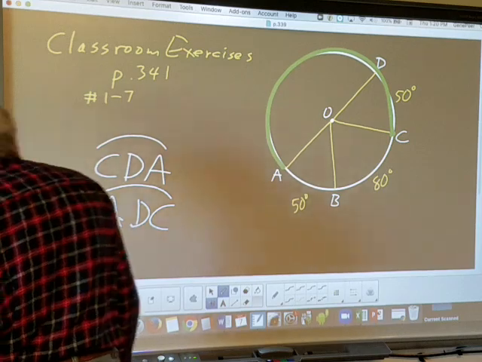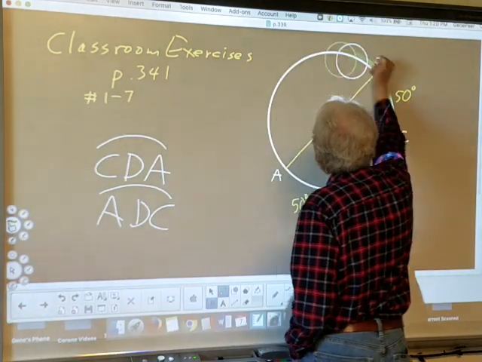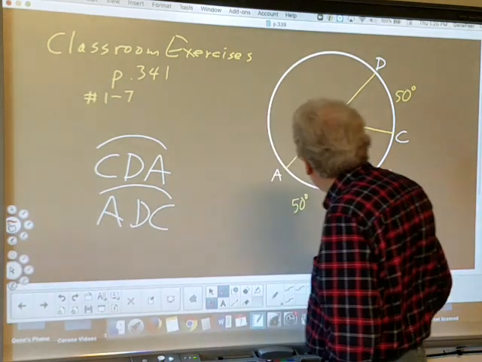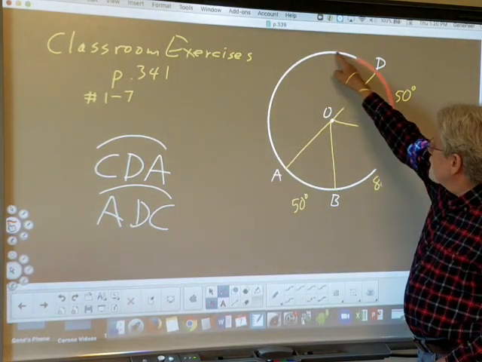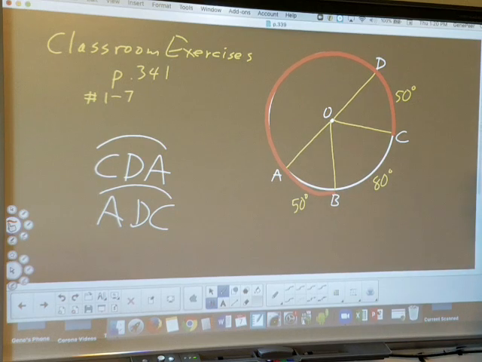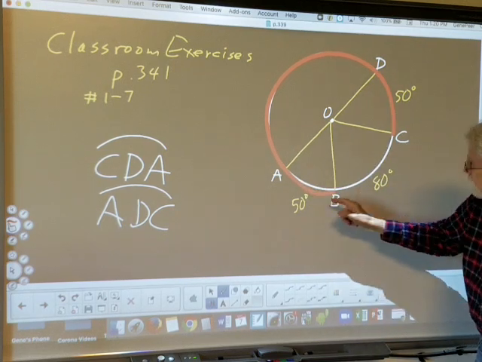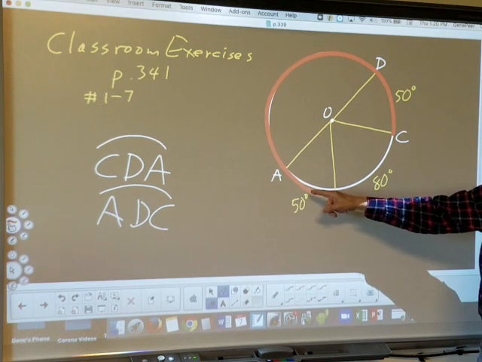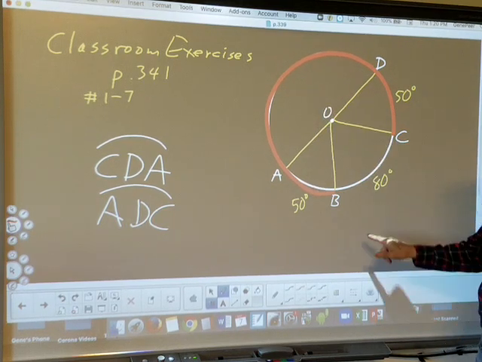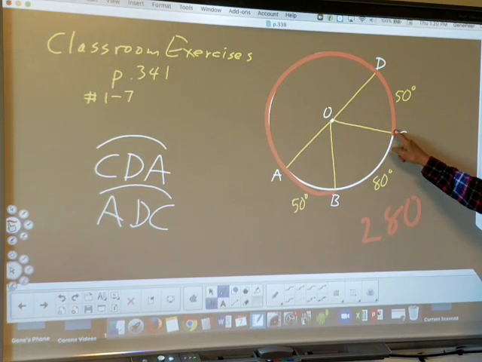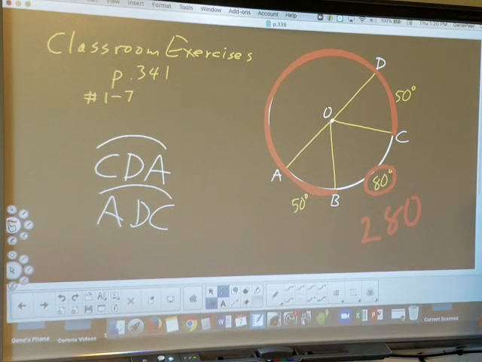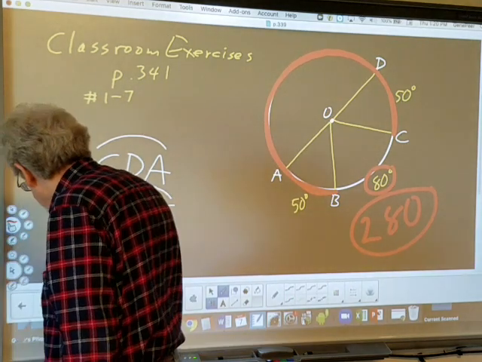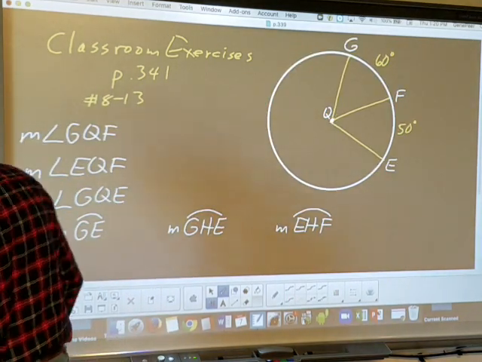And how about arc CDB? The easiest way to do this one is we could say 180 plus 50 plus 50. Well, that's not hard because 50 plus 50 is 100, and another 180 is going to be 280. Or another way to do it is to say, isn't it going to be the whole circle minus 180, otherwise known as 360, minus 80, which would be, again, 280. Yeah, either way, it's your choice. It all makes sense. And then, let's take a look at number 8.